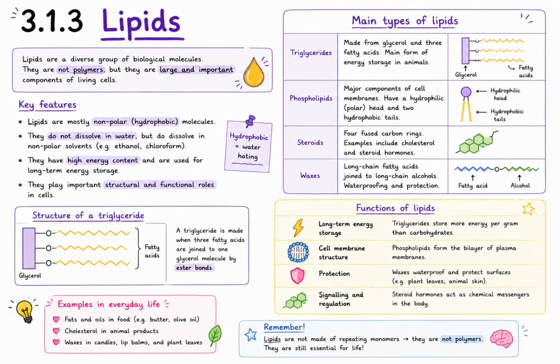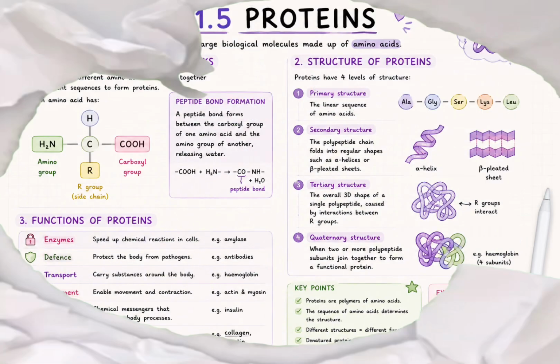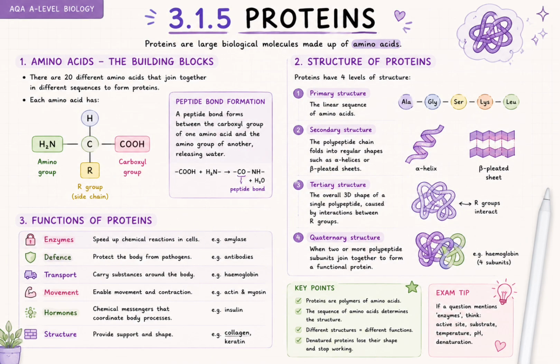Overall, lipids perform several vital biological functions, including long-term energy storage, membrane formation, protection, insulation, and chemical signaling. So although lipids are not polymers, they remain one of the most functionally diverse and biologically important groups of molecules in living systems. Next, we move on to proteins, which are arguably one of the most functionally diverse and biologically important groups of molecules in living organisms. Proteins are large biological polymers made from monomers known as amino acids.